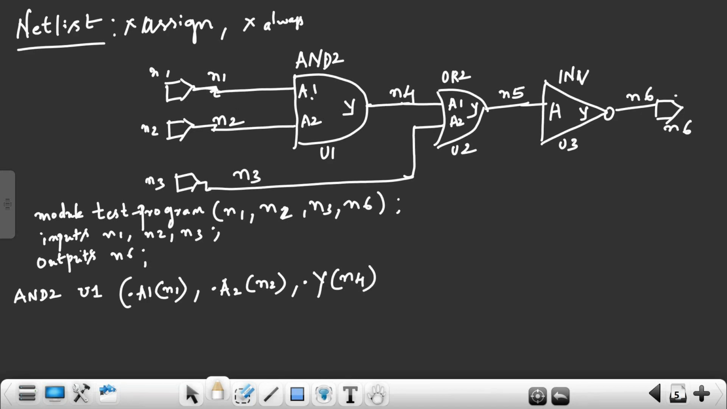So this net has to be declared here, right? So I should use the keyword wire, and mention the intermediate net names N1, N2, N3, N4, N5, N6.